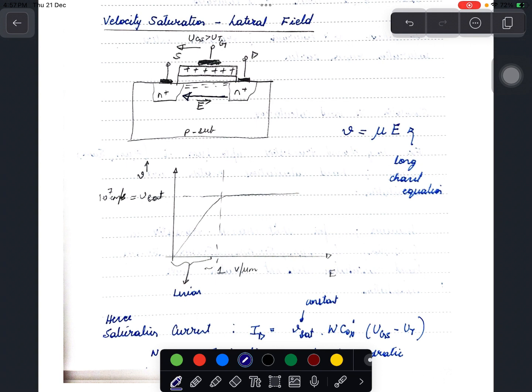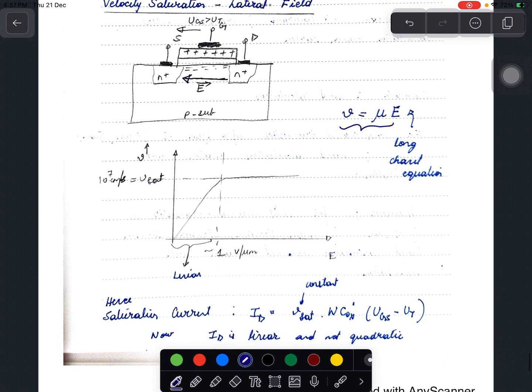However, in short channels, as we observe here, for electric fields up to 1 volt per micrometer, we see the linear behavior according to this equation. However, for large values of electric field, the drift velocity becomes saturated, that is, becomes constant. Hence, the saturation current equation ID becomes linear, and it is not quadratic as shown in the equation, where ID is proportional to VGS minus VT.